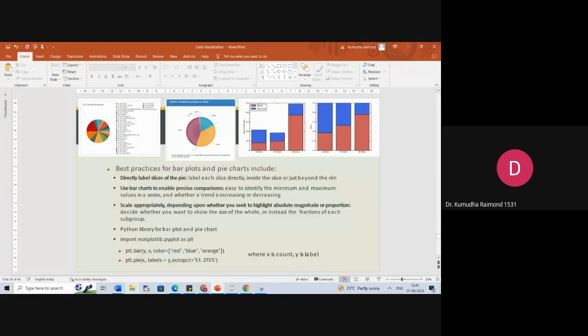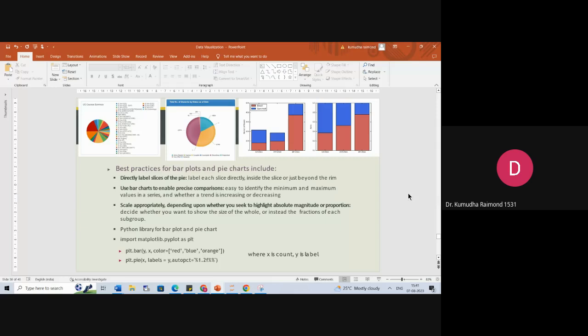For a bar plot, it is plt.bar, and for a pie chart, it is going to be plt.pie. And I need to give the corresponding x and y values, or I need to give the x and the class labels. For the pie chart, you give the frequency of the data, and then you give the corresponding labels. That is what is written as labels equal to y.